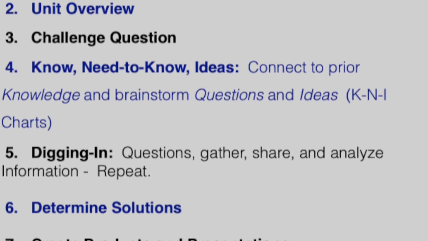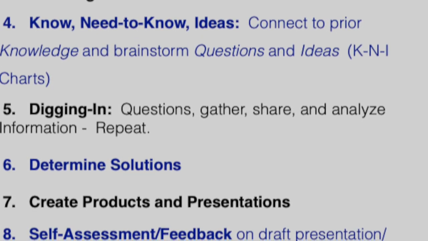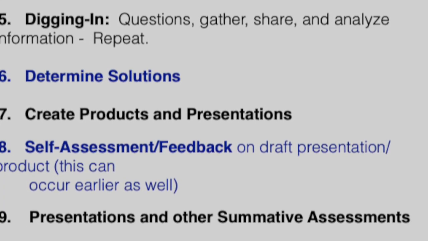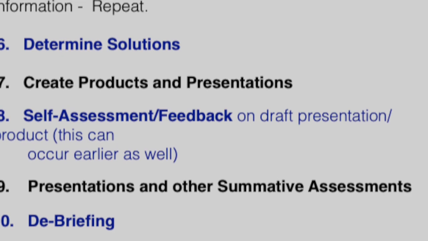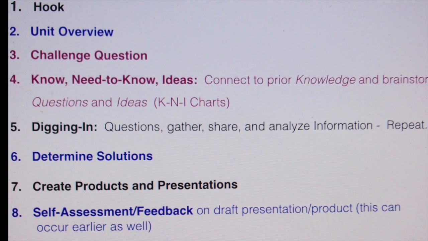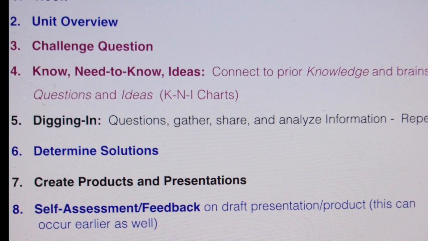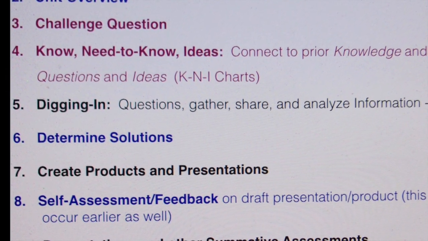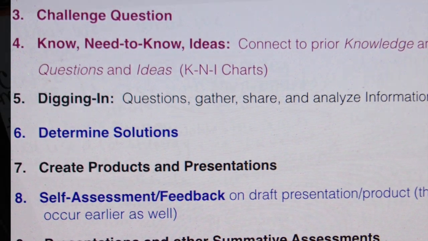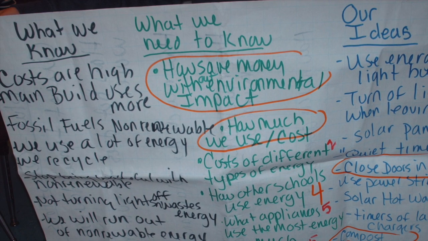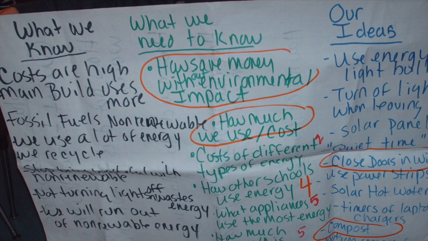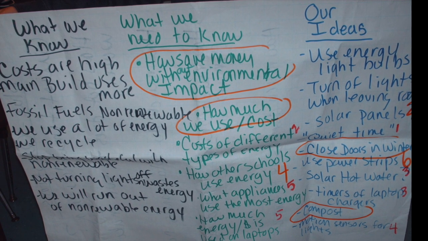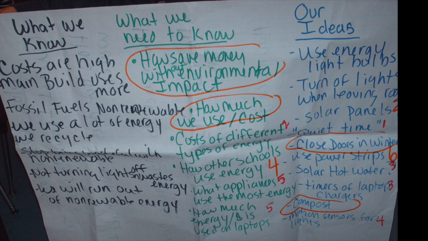Here is the outline that we looked at in our introduction video for how you can organize a project's implementation. Once the wording of the challenge question is agreed upon, a suggested next step is a class Know, Need to Know, and Ideas chart activity. This is the Know, Need to Know, Ideas chart for Helen Hergen's students' How Can We Conserve Energy in Our School project.